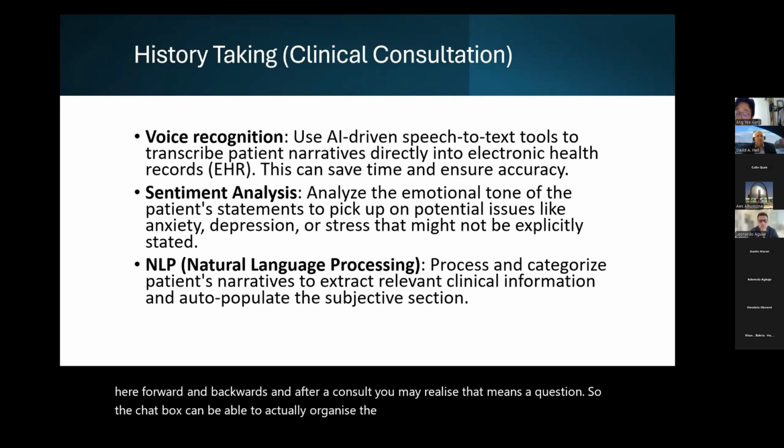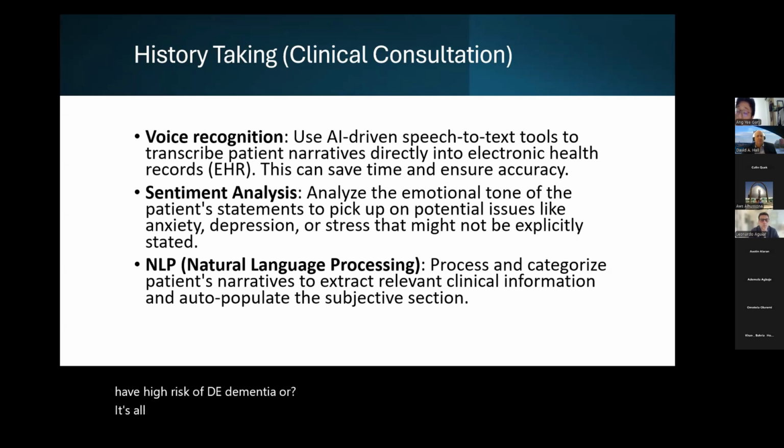Sentiment analysis, we can talk about this more. So you can even pick up things when the patient is not sure. So this can actually help flag up certain things, for example, is the patient depressed? Does the patient have high risk of dementia or diabetes? All these things from voice. These are all in the early phase, but a lot of the time voice can actually identify a lot of things.